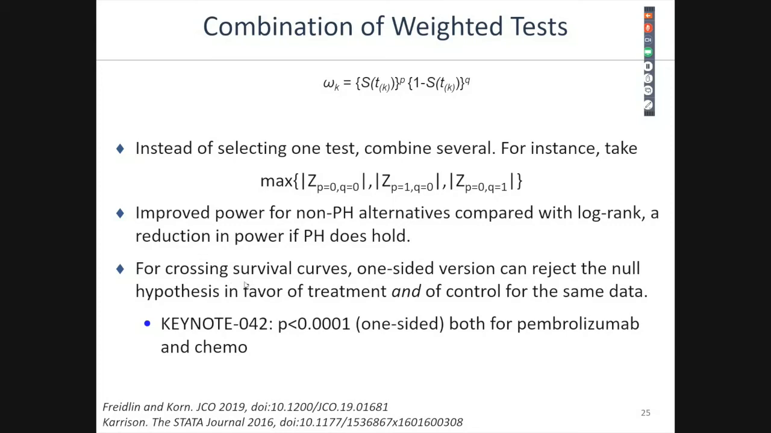Now, it is also interesting to know that if the survival curves are crossing, then the one-sided version of this test may reject the null hypothesis in favor of treatment and in favor of control for the same data. In fact, for this example which I have been showing, if we apply this maximum test in a one-sided version, we will get a very significant p-value both for pembrolizumab and chemotherapy, because we have early differences in favor of chemotherapy, but late differences for pembrolizumab. And this maximum test based on one-sided statistics will pick that.